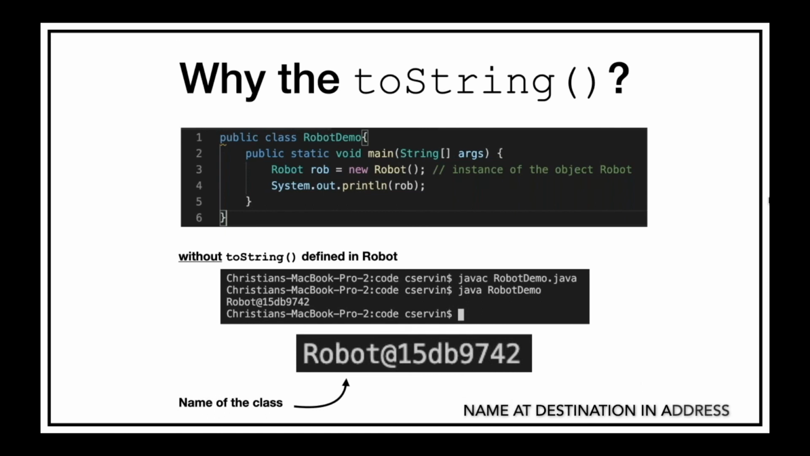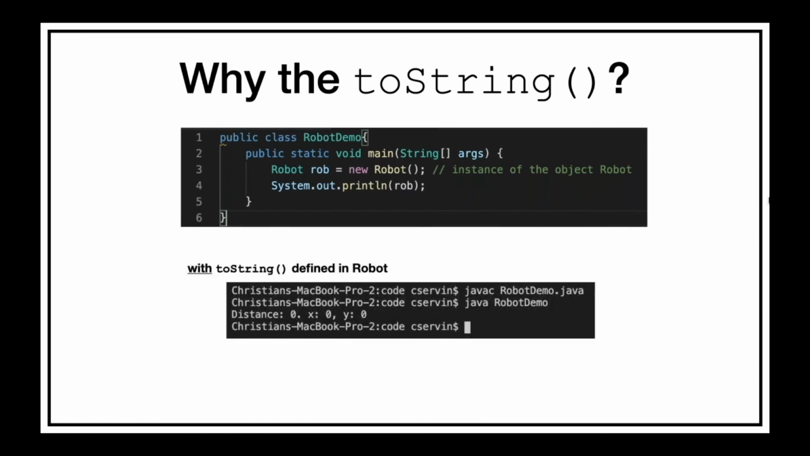This looks familiar. The first part is the name of the class, followed by this @ sign that basically mentions that it is located at this funky address. This is the hexadecimal address location where the object is located. We have seen this in the past with arrays. But what happens if we define a toString in the class Robot, similar to the one that we showed in the past? Well, if we save, compile, and run this program, we get a very different output.